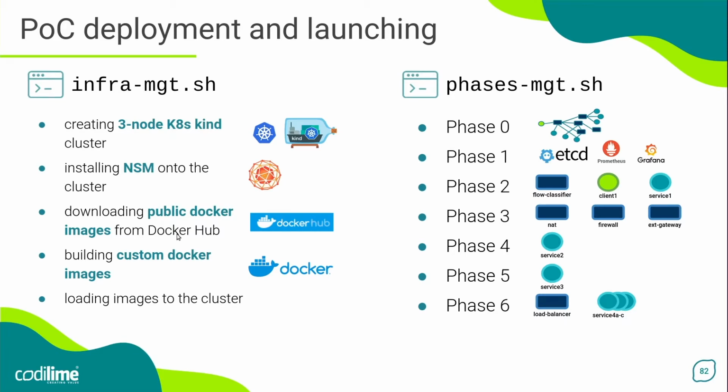In phase 2, we deploy client 1, service 1, and the Flow Classifier CNF. In phase 3, we deploy the NAT, the firewall, and the external gateway CNFs. In phase 4 and phase 5, we deploy service 2 and service 3 respectively. And in the last phase, which is phase 6, we deploy service 4. In fact, 3 instances are deployed in total. And additionally, we deploy the last CNF, which is the load balancer.